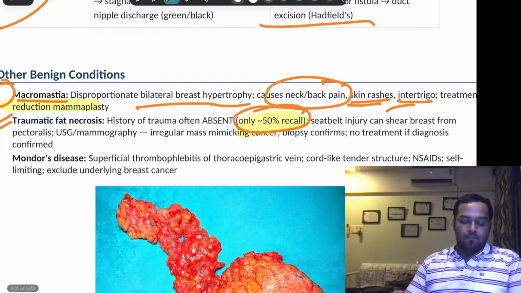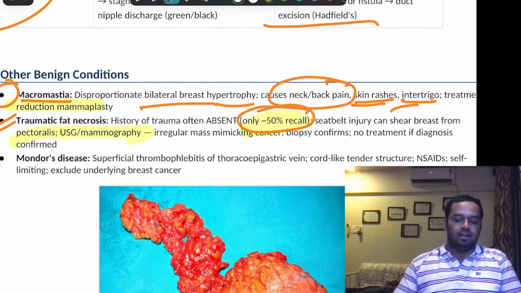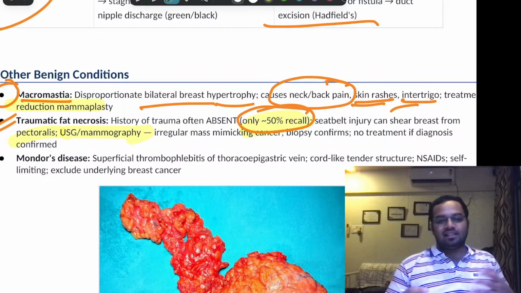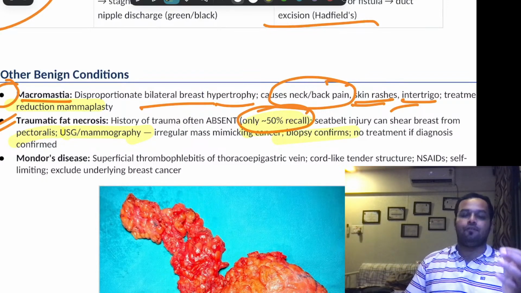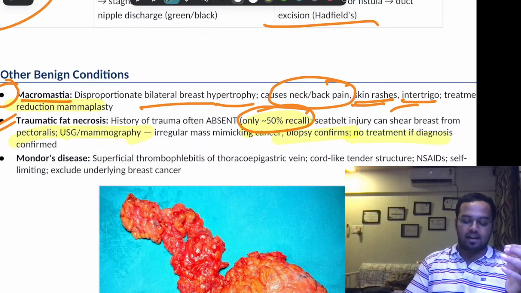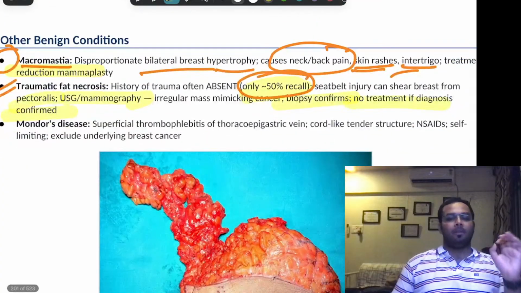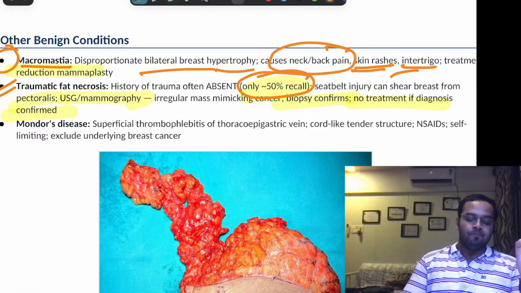So it might be from a pectoralis, or USG mammography will go for an irregular mass. So by looking at the USG, you will not be able to conclude whether it is malignancy or not. So biopsy is going to confirm that there is going to be a traumatic breast fat necrosis and no treatment is required here. So traumatic fat necrosis, no treatment is required.